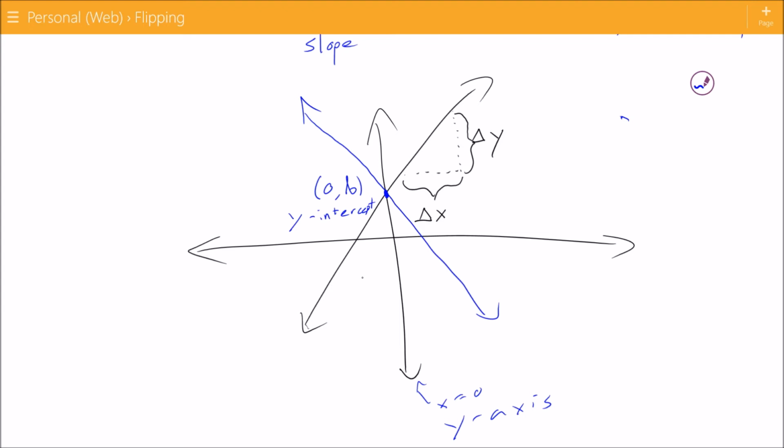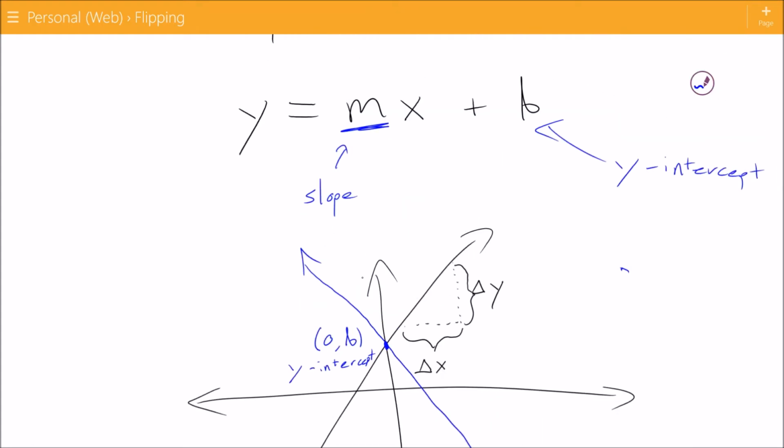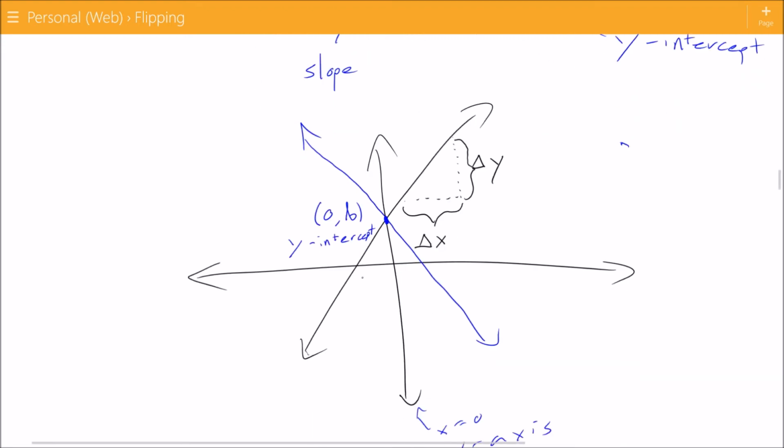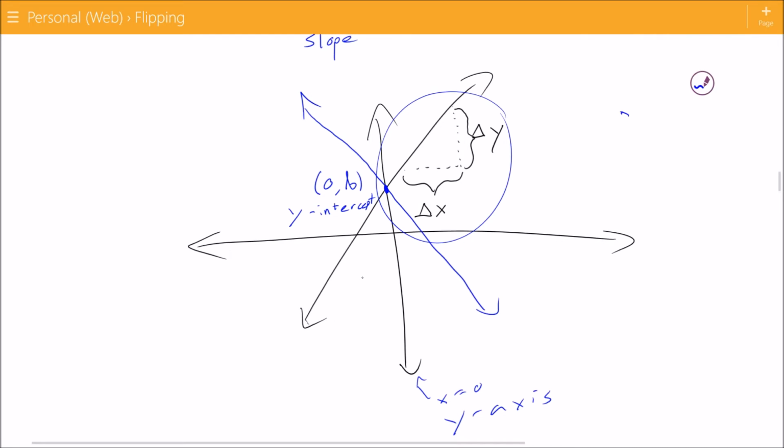But still, that y-intercept is going to be defined by 0, comma b. If you know where b is, then you know where that line is going to hit the y-axis. Another thing to look at here is this stuff on the right that I put with the triangle x, triangle y. What that really is, is delta x and delta y.